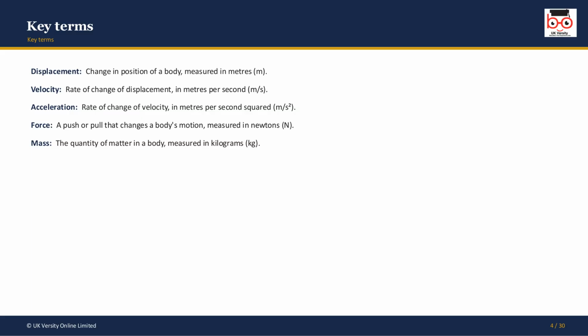Displacement is the change in a body's position, measured in meters. Velocity is how fast that position changes, in meters per second. Acceleration is how fast the velocity itself changes, in meters per second squared. Force is the push or pull that alters a body's motion, measured in newtons. And mass is simply the amount of matter in the body, measured in kilograms.